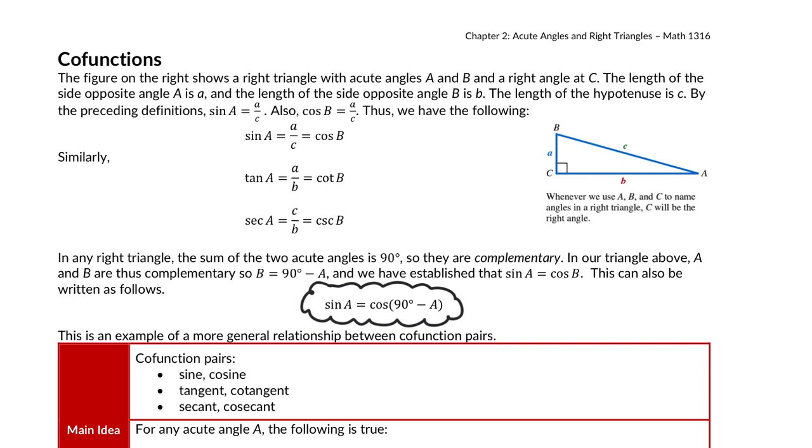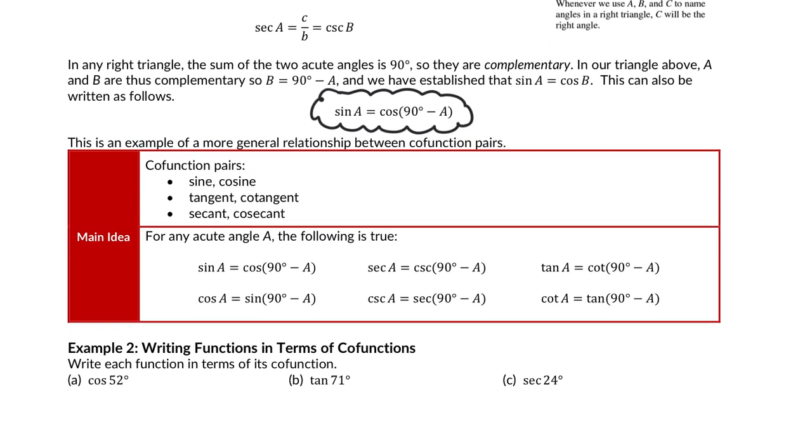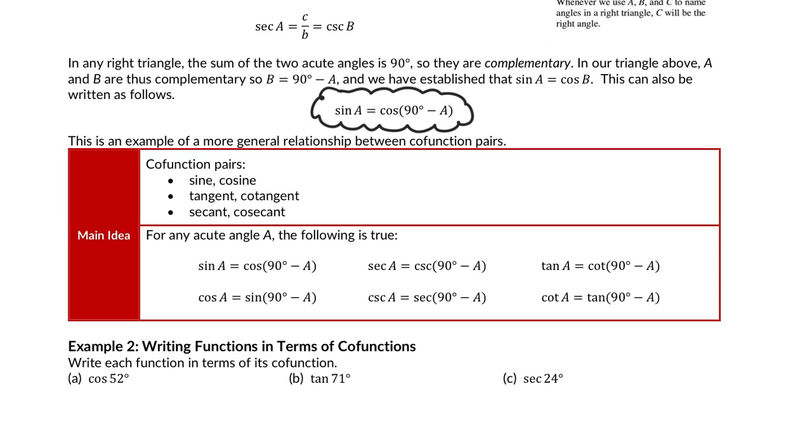Okay, so I have listed in this main idea bucket right here the cofunction pairs so that you know which ones go together. And then the relationships defined by each and every single one. So sine of A is equal to the cosine of 90 minus A, since that would be angle B in a right triangle. And you can read all of the rest of them. These relationships, these formulas, will allow us to evaluate functions in a right triangle very easily.